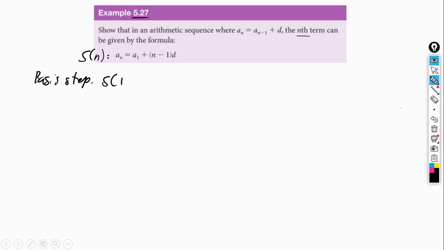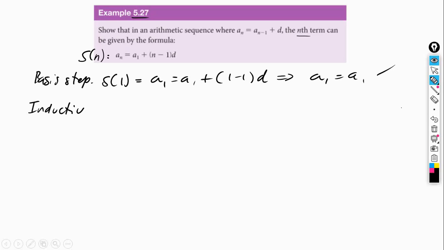So that means that the first term is equal to the first term plus (1 minus 1) times d. And then this implies obviously that a sub 1 is equal to a sub 1. So this is true. Then for the inductive step, that's also steps 2 and 3, right?